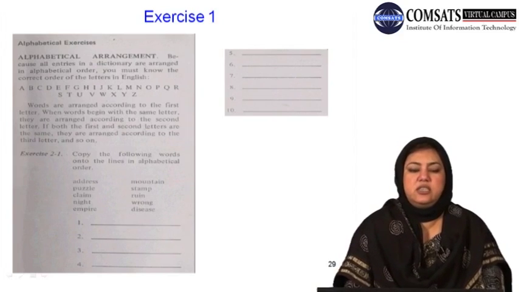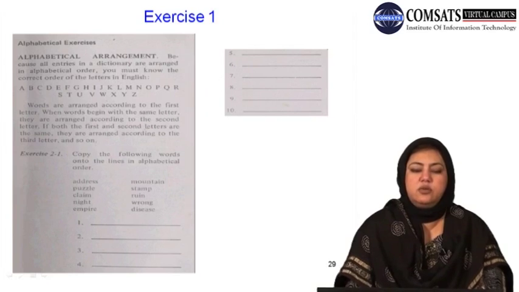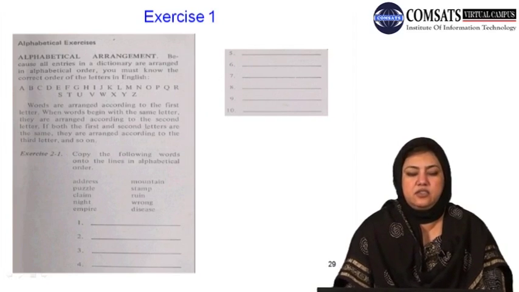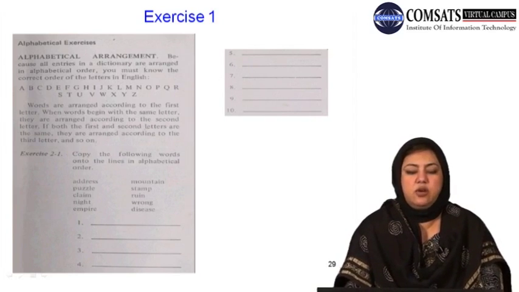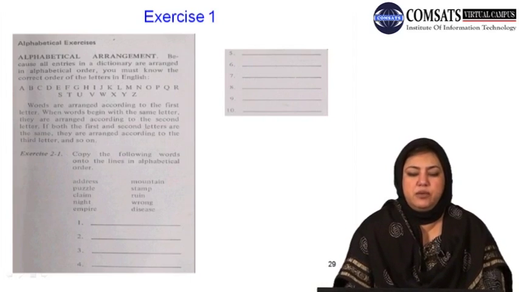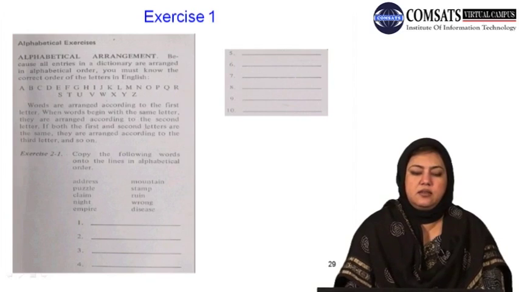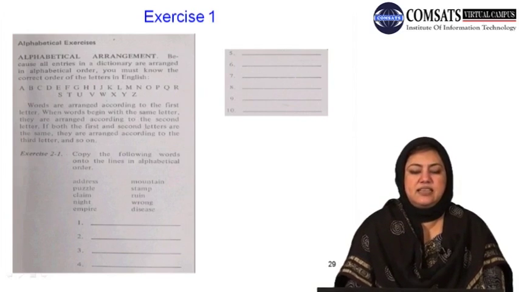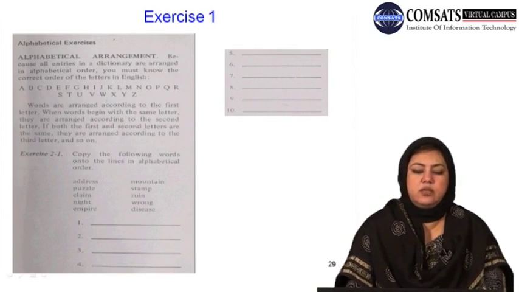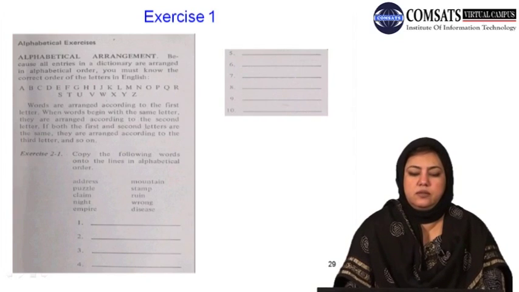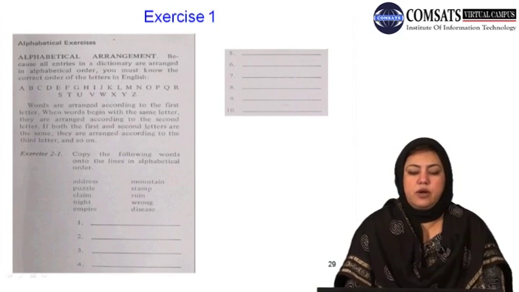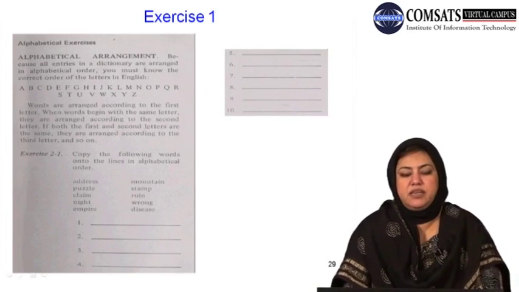Alphabetical entries in a dictionary give them a kind of order, and you must know the correct order of the letters in English. Words are arranged according to the first letter. When words begin with the same letter, they are arranged according to the second letter. If both the first and second letters are the same, they are arranged according to the third letter, and so on. So, for a quick activity, it's a 1-minute activity.